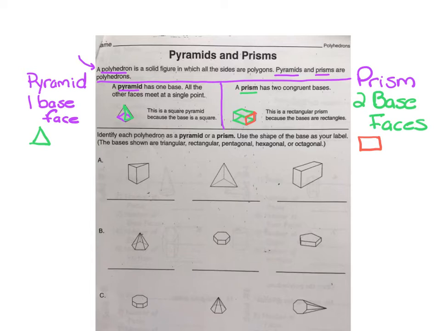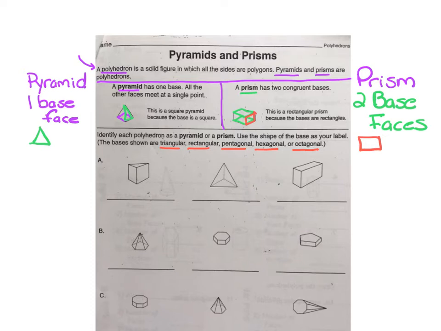Now let's take a moment and name a few of the pyramids and prisms that we've been given. Let's take a look at some of the polyhedrons we've been given. They're going to be either pyramids or prisms, and they might be triangular base faces, rectangular, pentagonal, hexagonal, or octagonal base faces. Let's take a look at letter A.